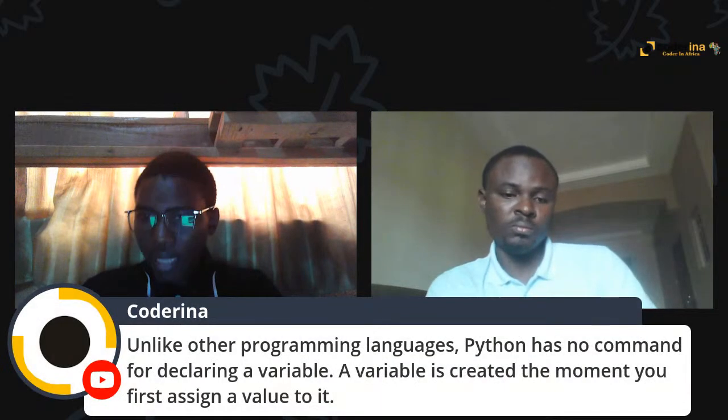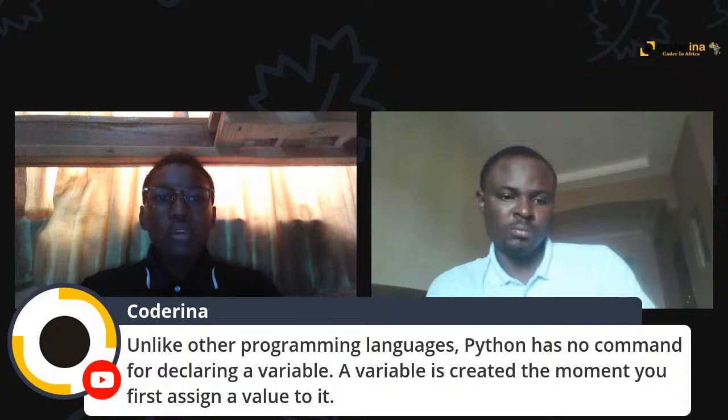I said in C++ you have to use maybe int, which is an integer. Instead of saying x is equals to 5, you have to say int x is equals to 5. That's for C++. For other programming languages, for JavaScript for instance, you have to say var x or let x be equals to 5. But for Python, you don't have to declare anything. You just say x is equals to 5. Since 5 is an integer, it is automatically an integer. So unlike other programming languages, Python has no command for declaring a variable.